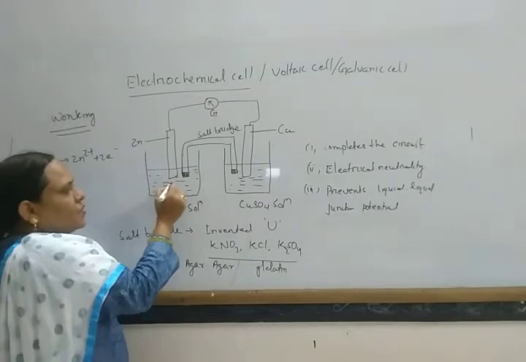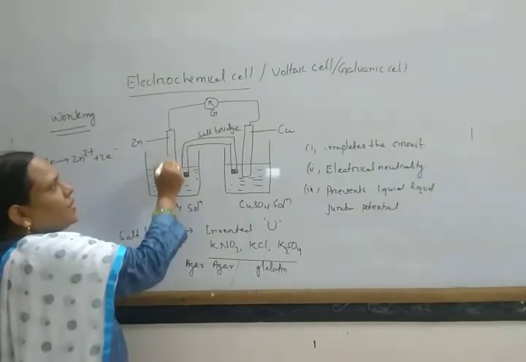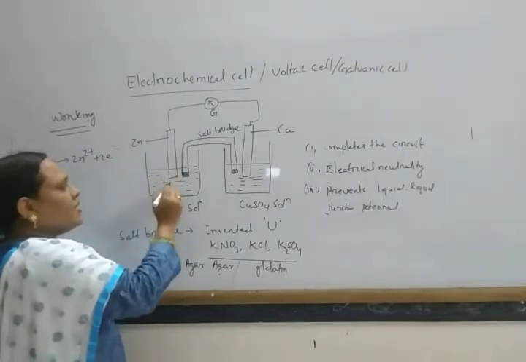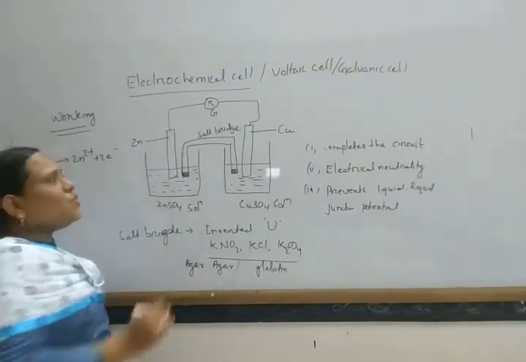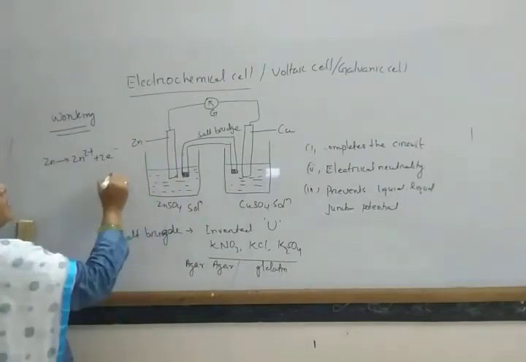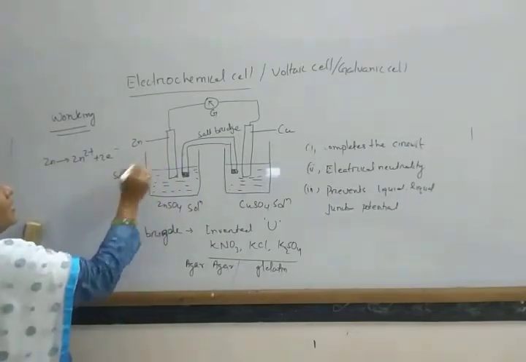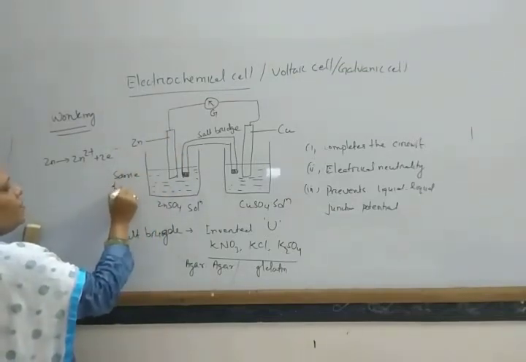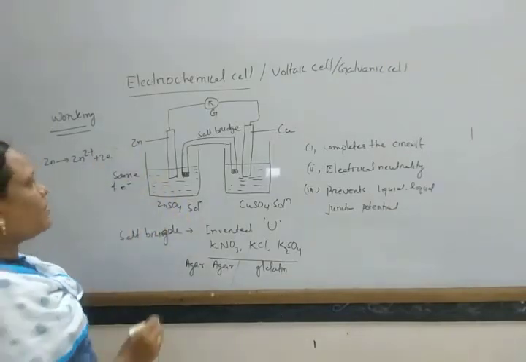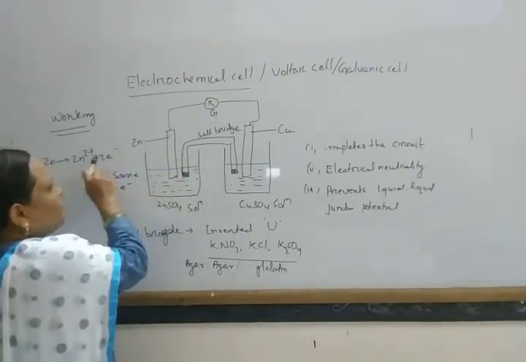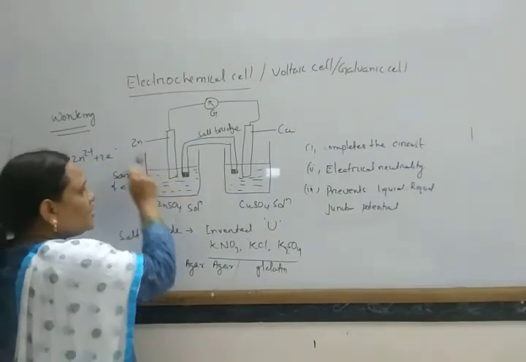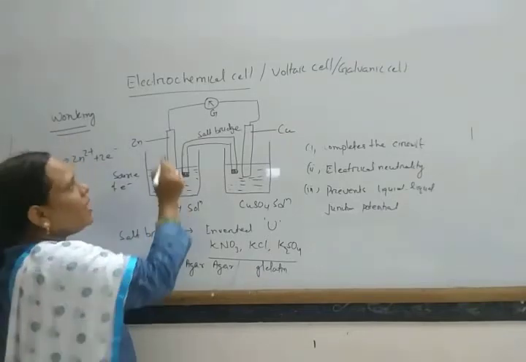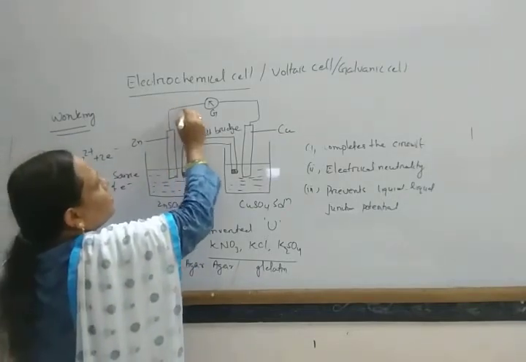Here Zn2+ ions are accumulated and these 2 electrons move through. So this electrode becomes electron rich, and as it becomes electron rich, it becomes the source of electrons. This half cell is the source of electrons. Zinc gives Zn2+ and electrons, and the Zn2+ ion comes into the solution.